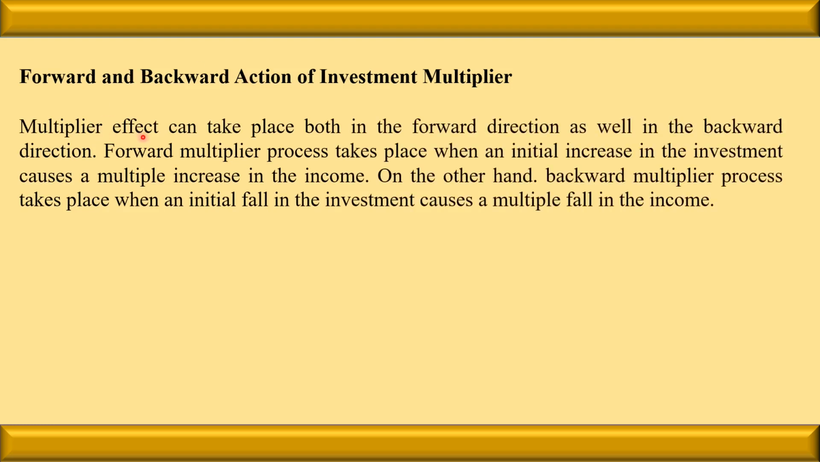Remember, multiplier effects can take place both in the forward direction as well as in the backward direction. Forward multiplier process takes place when an initial increase in the investment causes a multiple increase in the income. On the other hand, backward multiplier process takes place when an initial fall in the investment causes a multiple fall in the income. Let us try to understand it through the graph.